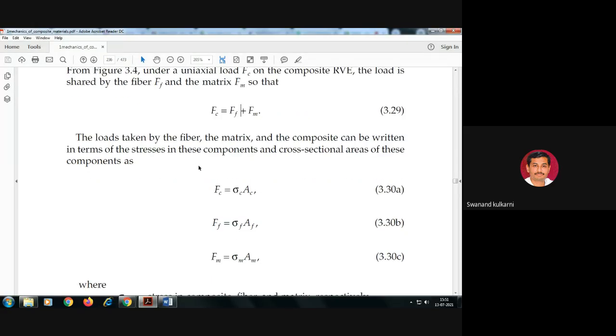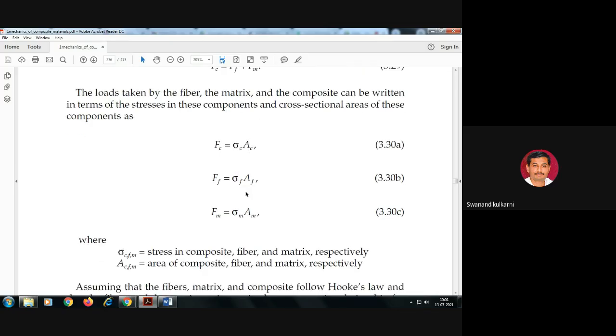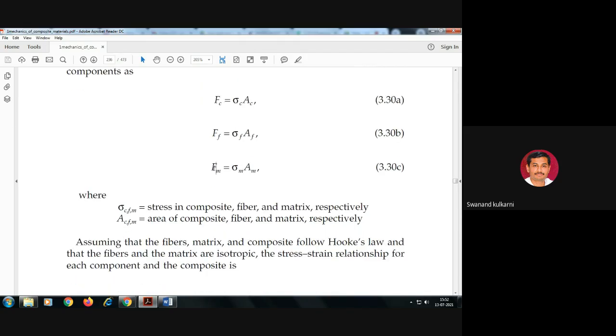Then Fc is nothing but, as usual notations, sigma c is the stress. So stress is equal to force upon area. So that's why force is equal to stress into area. So Fc, if it is the force acting on the composite material, then definitely it will be the stress on composite material into area of composite material, with the regular definition of stress and force. Then if Ff is the force acting on the fiber, then definitely that is the stress on the fiber into area of fiber. Then Fm is nothing but the stress acting on the matrix into area of matrix.